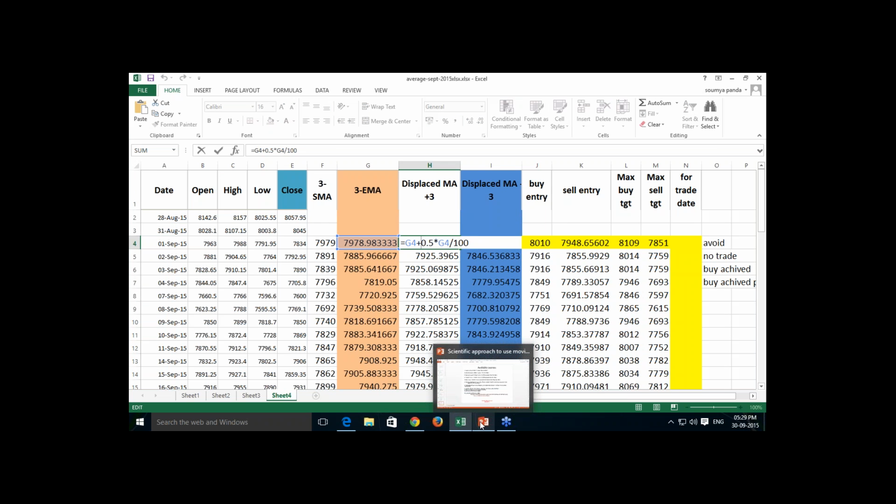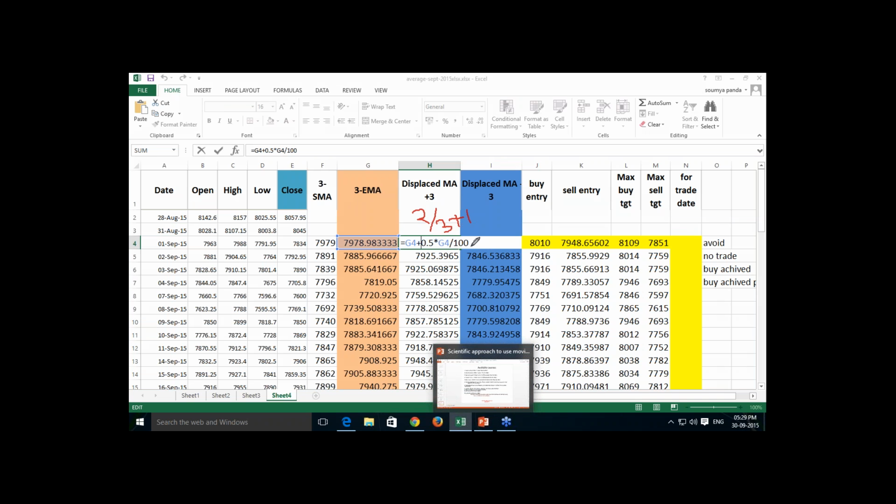The displaced moving average says that whatever exponential moving average you are getting, that is added with 2 divided by n plus 1. So 2 divided by n plus 1. Here n is 3, so 2 divided by 3 plus 1, so 2 divided by 4, which comes to 1 divided by 2. After solving the equation, 1 divided by 2 is nothing but 0.5, multiplied with the same 3-period exponential moving average and divided by 100.